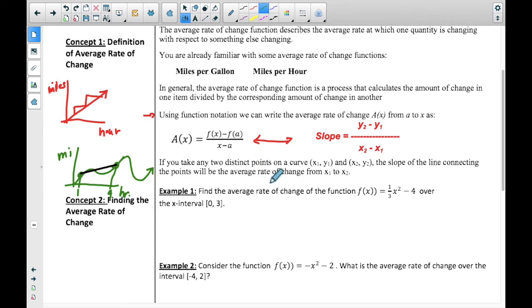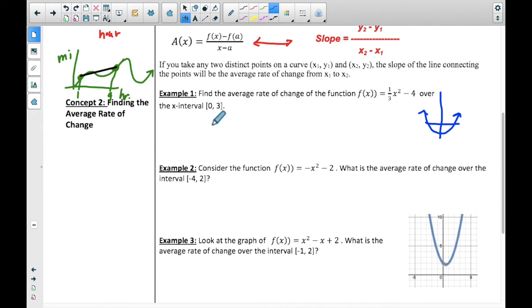If you take any two distinct points on a curve, the slope of the line connecting the points would be the average rate of change from x sub 1 to x sub 2. So between the first hour and the fourth hour, your average rate of change is the slope of that straight line. The little points in between, for average rate of change, aren't as important.